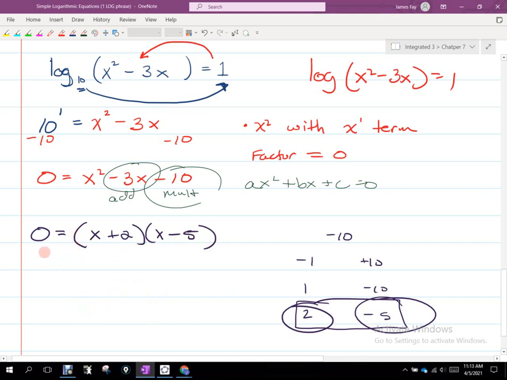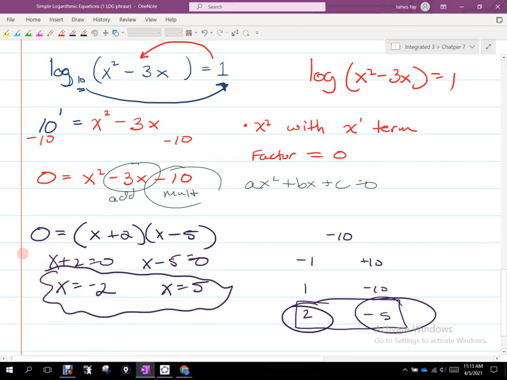Then we could say, if two numbers multiply together and give me 0, then x plus 2 equals 0 and x minus 5 equals 0. So x is negative 2, and x is 5. Here we have two solutions to this problem.